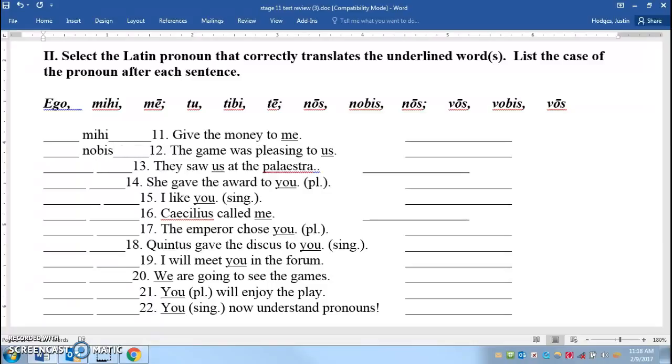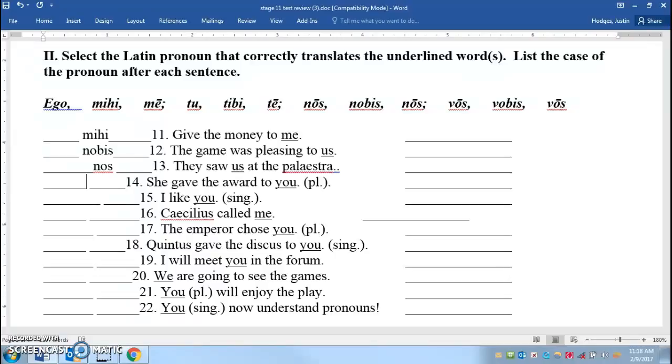They saw us at the palaestra. Well, us is the underlined word, and you've got to think about what it's doing in the sentence. Is it doing the action or receiving the action? It doesn't have a to in front of it, and it's not receiving any sort of direct object. So we can rule out indirect object. Us is the thing being seen. It is receiving the action, so we will choose the accusative case. The accusative case of nos, which is also nos.